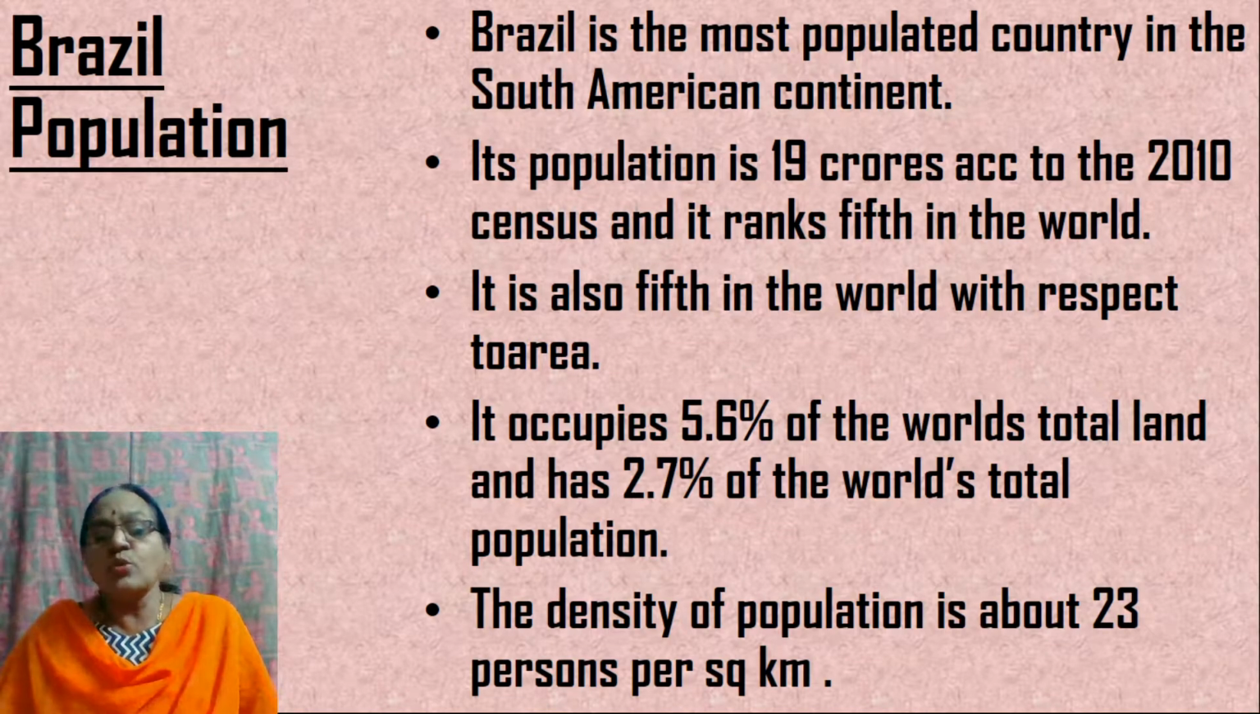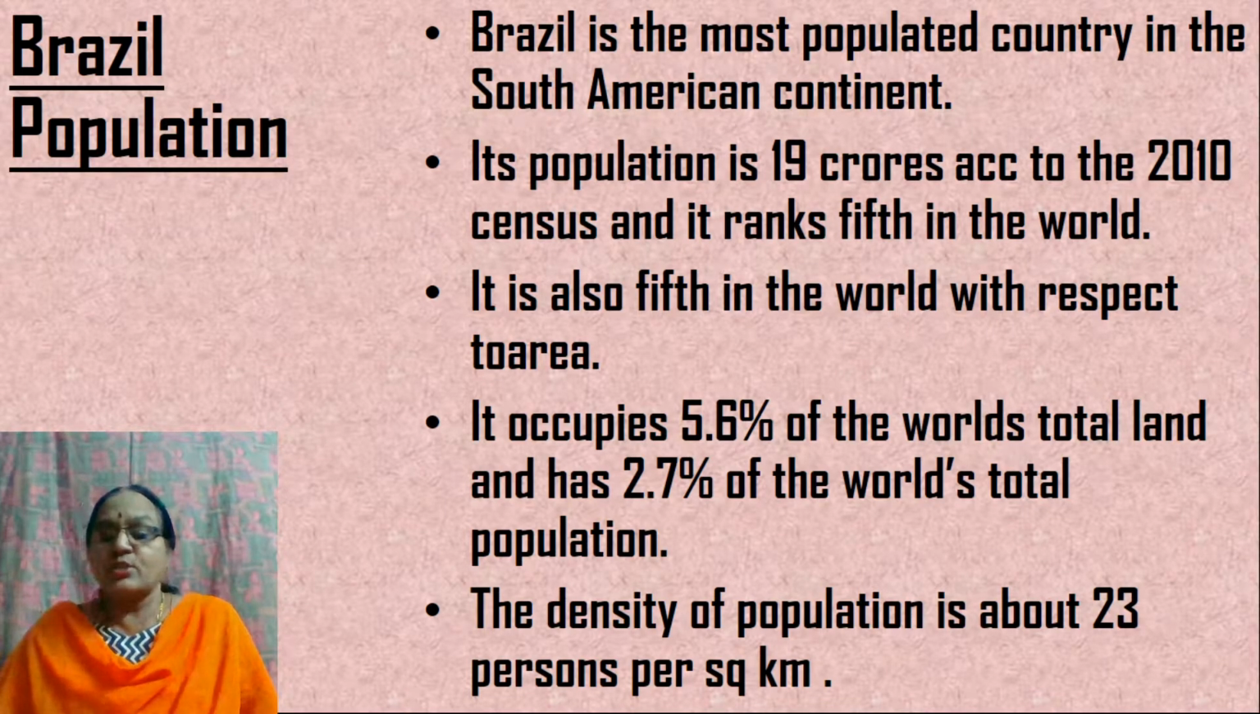Now come to the total land area occupied by Brazil. The total land area occupied by Brazil is 5.6 of the world's total area, and it supports 2.7% of the world's total population. Then what about density of population? Density of population is very, very low.